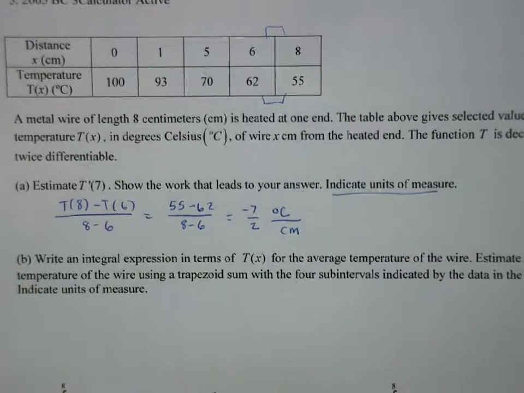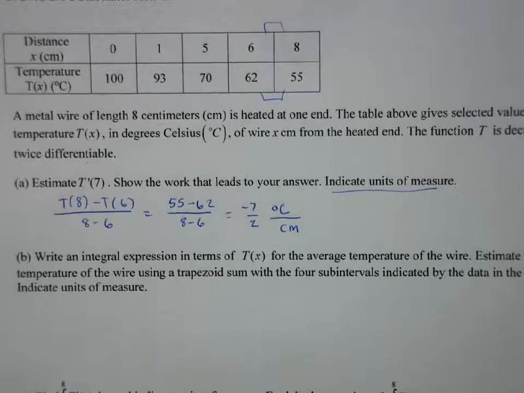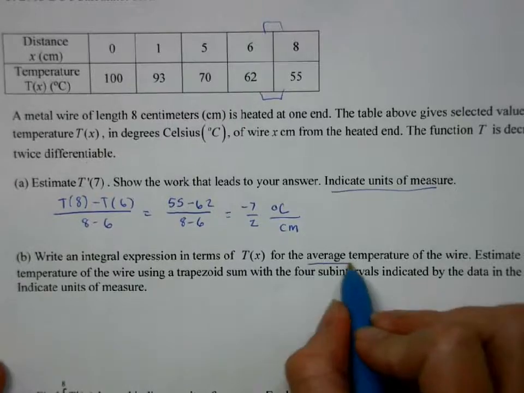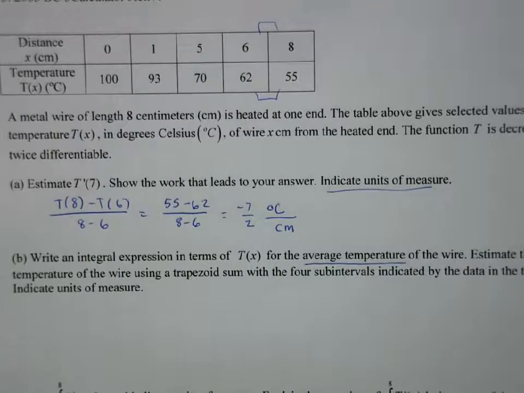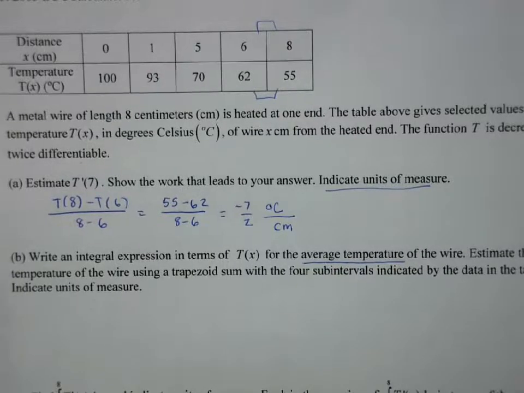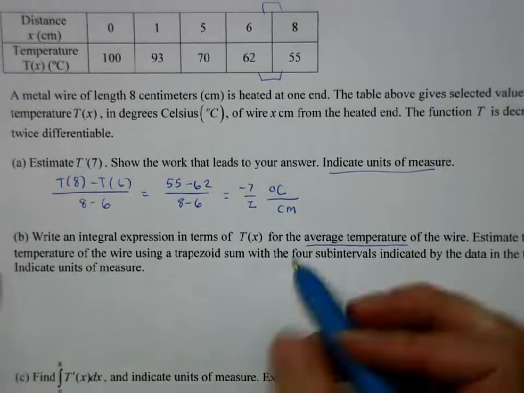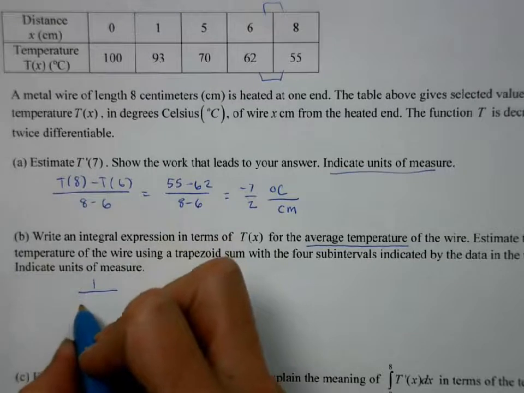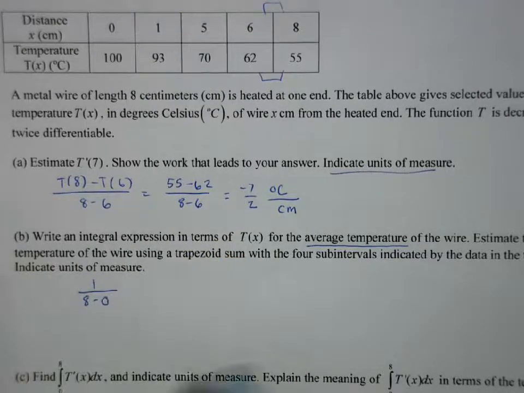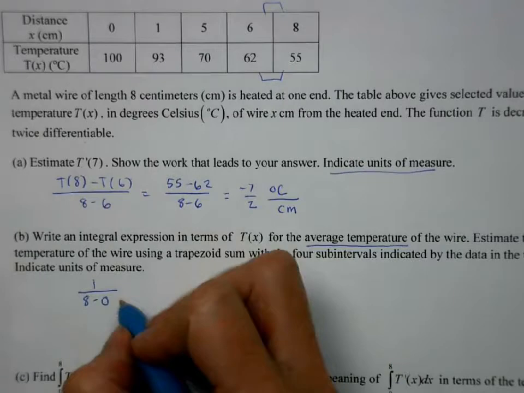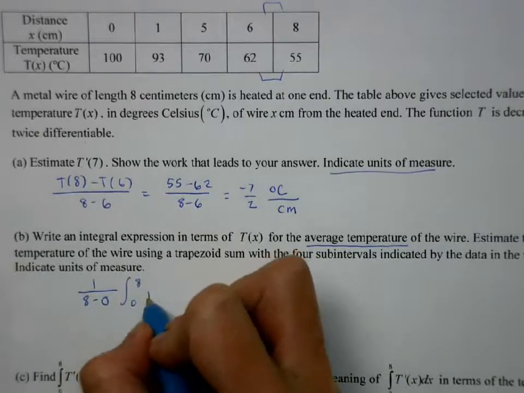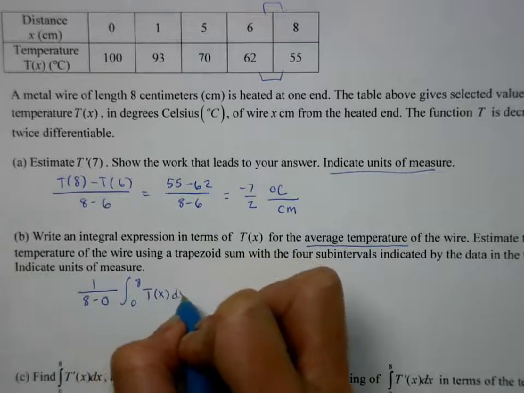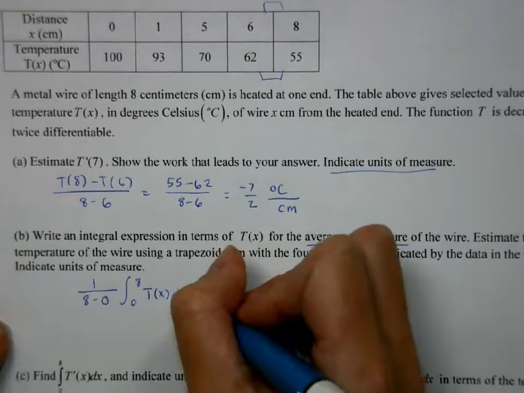For B, find an integral expression for T of X for the average temperature of the wire. Then we'll estimate it using a trapezoid sum of 4 subintervals indicated in the data above. All right, the integral for the average value is going to be 1 over 8 minus 0, since that's how big our rod is, times the integral from 0 to 8 of T of X dx. Then we'll estimate this with a trapezoid sum.